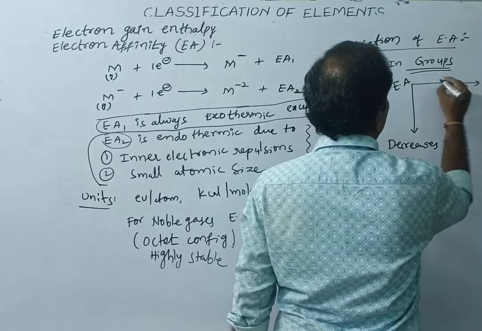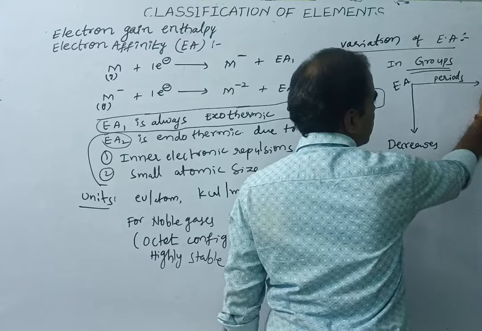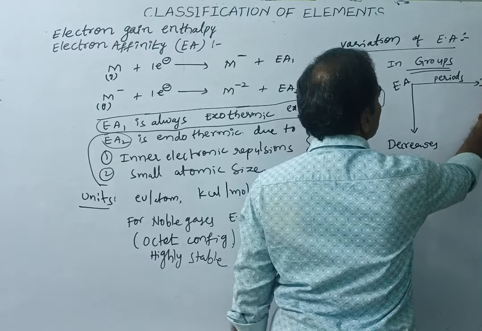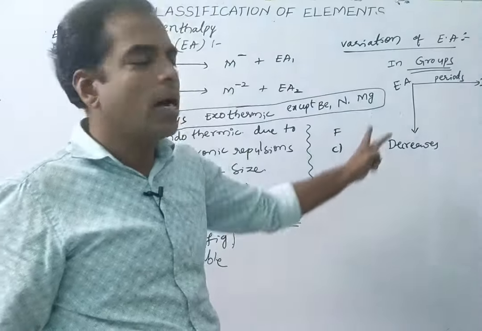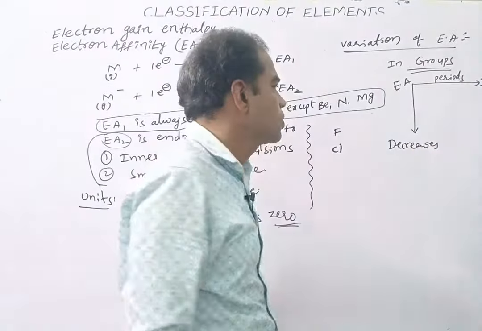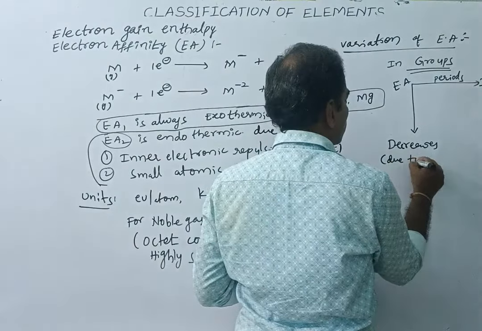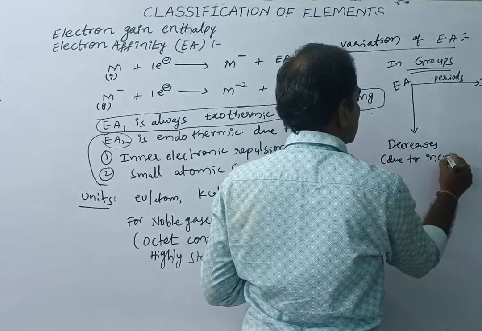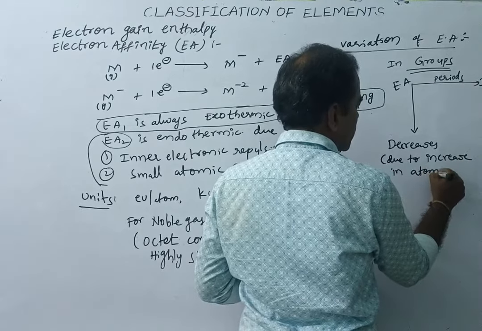whereas along the period, in periods, what happens? Electron affinity increases due to small atomic radius. Due to decrease in atomic radius.